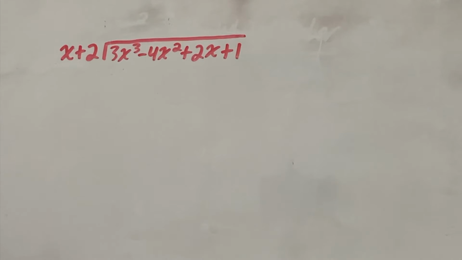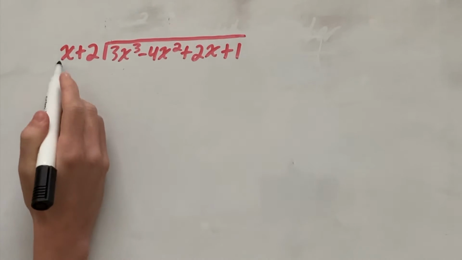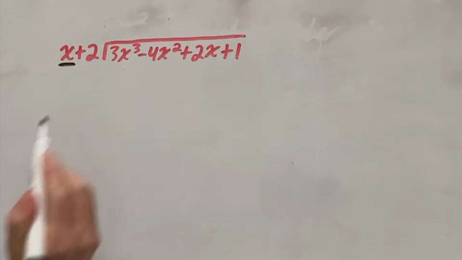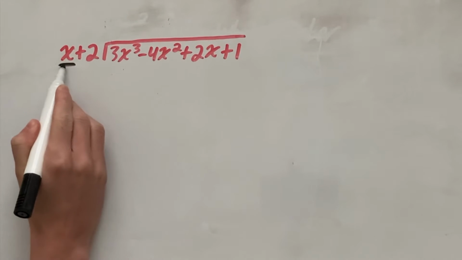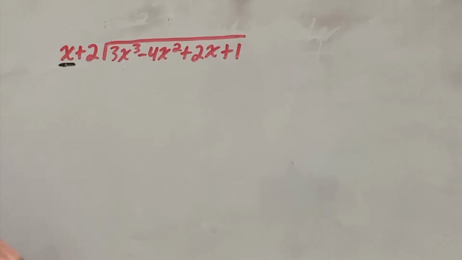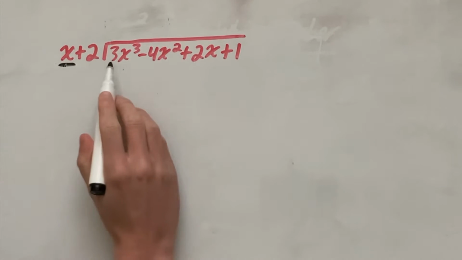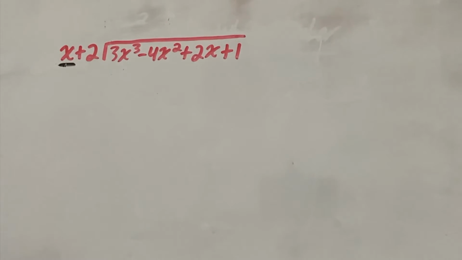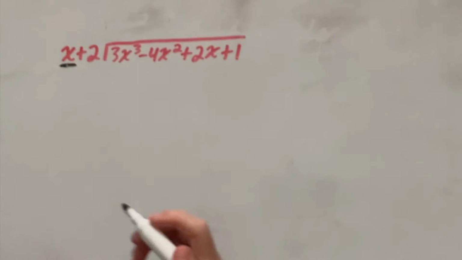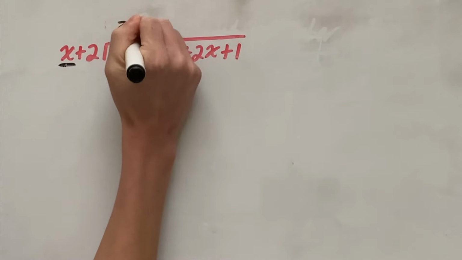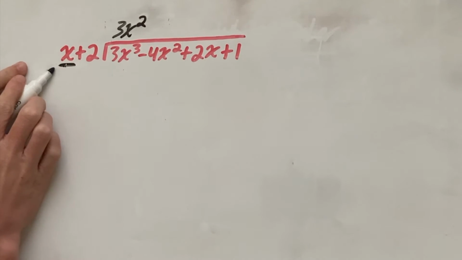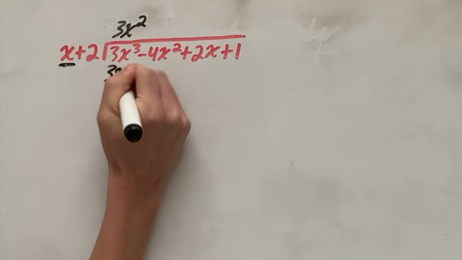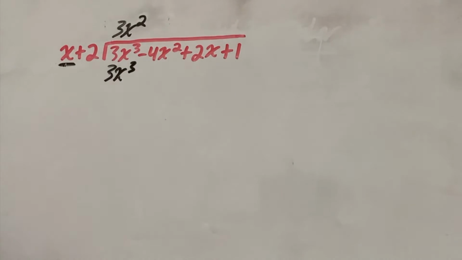And then the first thing you want to do is look at our first term here, so x. For now we're going to ignore the 2, that will come back later. But we want to look at x and see what times x gives us our 3x cubed. So that would be 3x squared, because 3x squared times x is 3x cubed. And now we can just write that right below.